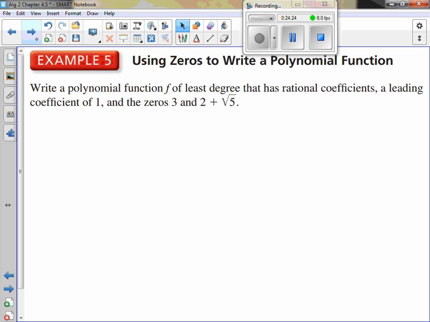Okay. Write a polynomial function of least degree that has rational coefficients and a leading coefficient of 1, and the zeros of 3 and 2 plus the square root of 5. So really what we're saying for this here is that x is equal to 3 and x is equal to 2 plus the square root of 5.